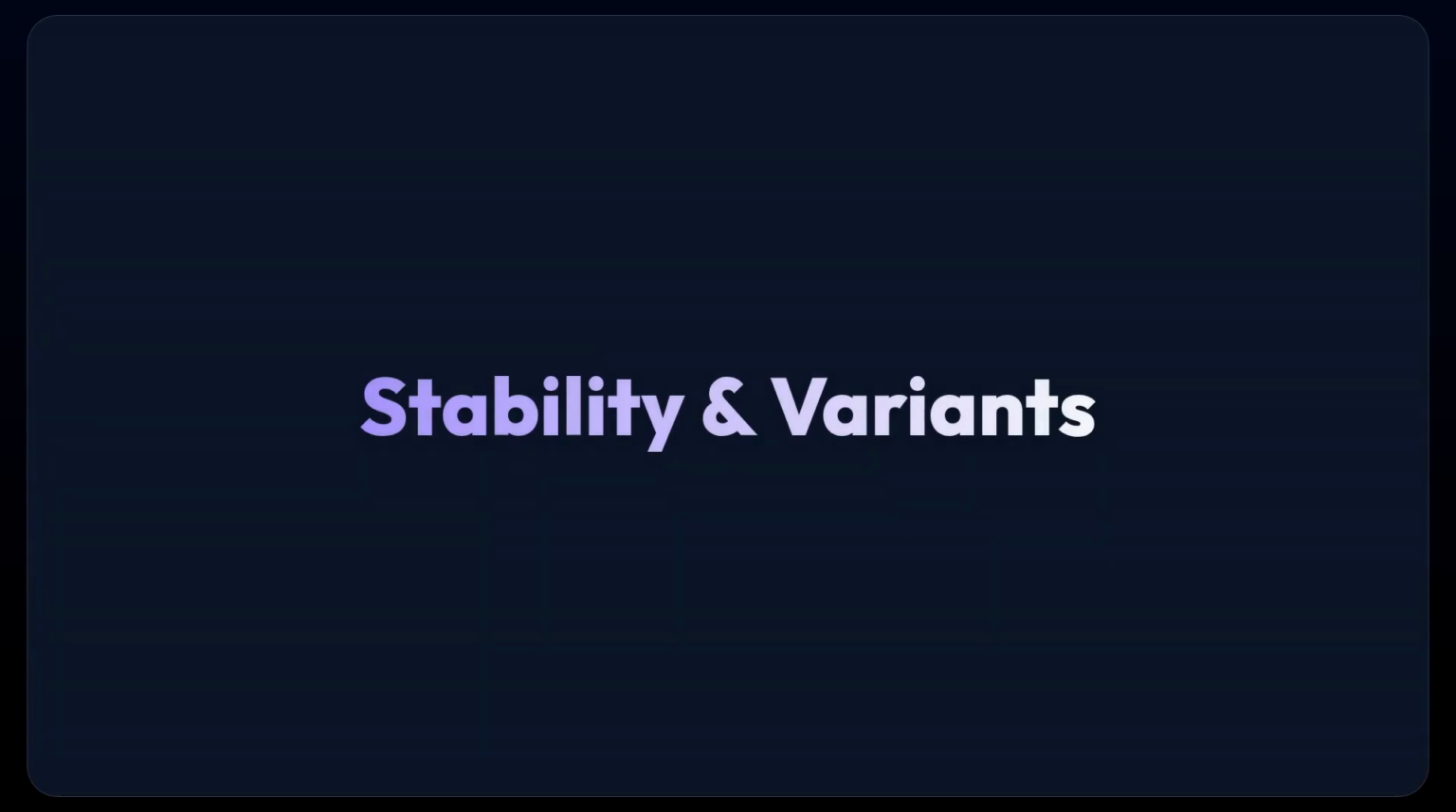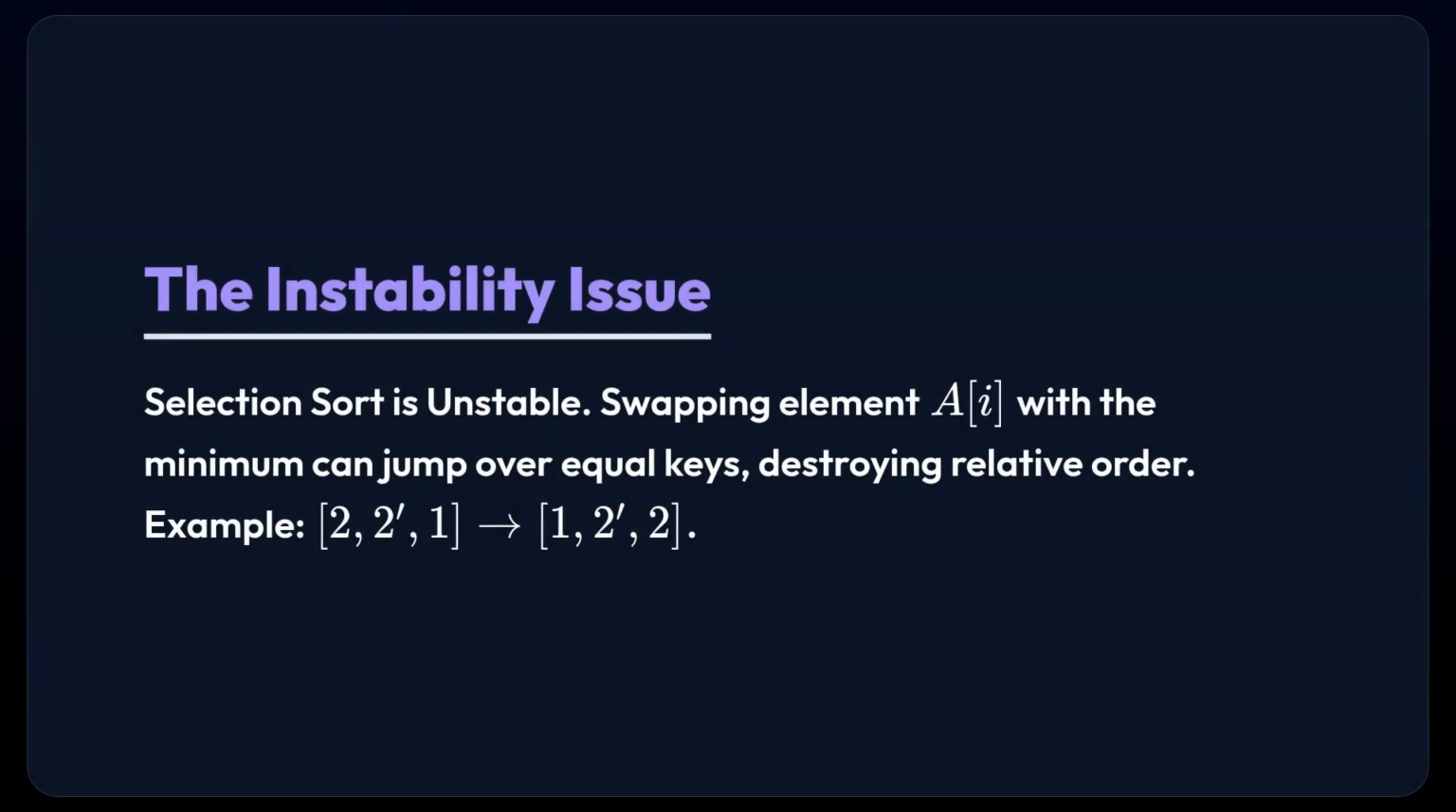Before we conclude, we must address the algorithmic behavior regarding duplicate keys and look at how this logic evolves. One major drawback is instability. Selection sort does not preserve the relative order of equal elements. Consider an array with 2 2s and a 1. The first swap will move the 1 to the front, sending the first 2 to the back, effectively reversing the order of the 2s. This makes it unsuitable for multi-key sorting workflows.